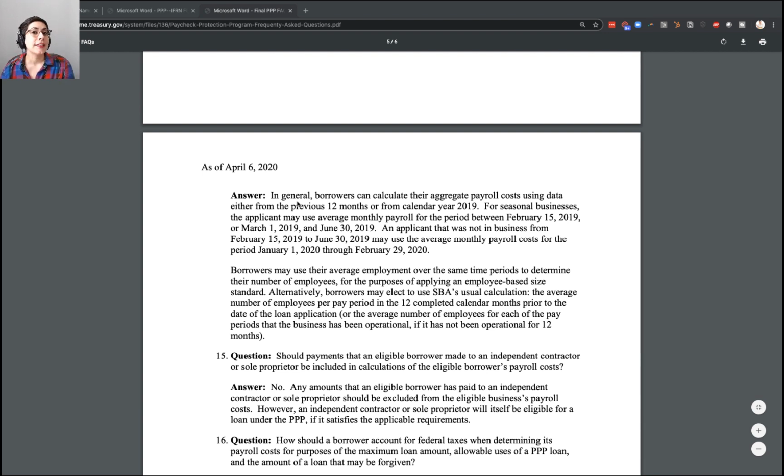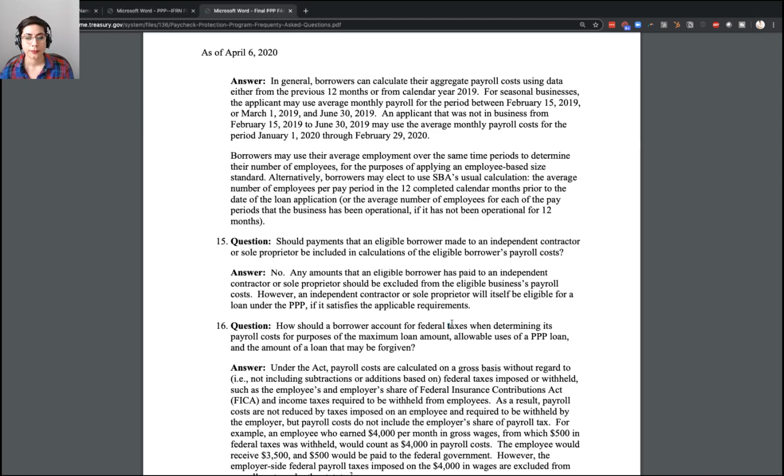And so in this frequently asked question, they talk about this. They say that you can use data from the previous 12 months or a calendar year. So in my calculations, I have the ability to enter both bits of information. And if I were you, I would use the most beneficial number for your business because you need to be able to have the most funding available so that you can continue to pay your employees. And for us, that's really the rolling calendar year.